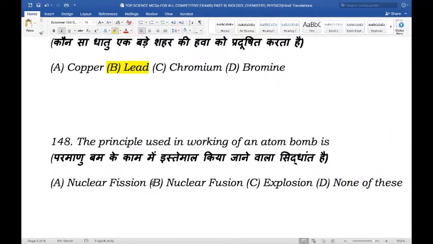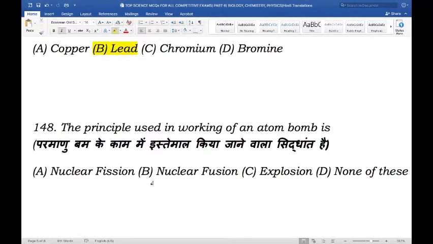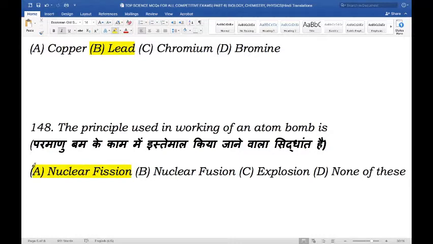Question number 148. The principle used in working of an atom bomb is A. Nuclear fission, B. Nuclear fusion, C. Explosion, or D. None of the above. So the principle used in working of an atom bomb is A. Nuclear fission. Atom bomb relies on fission, a nuclear reaction in which a nucleus or atom breaks apart into two pieces.